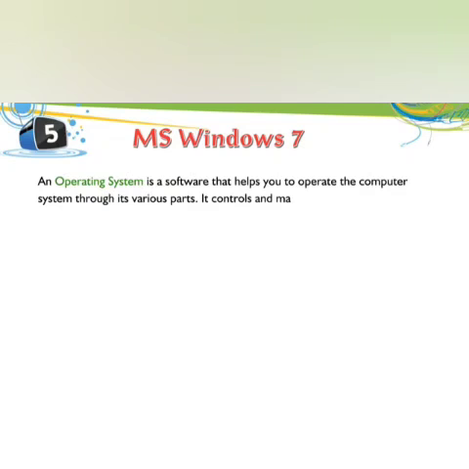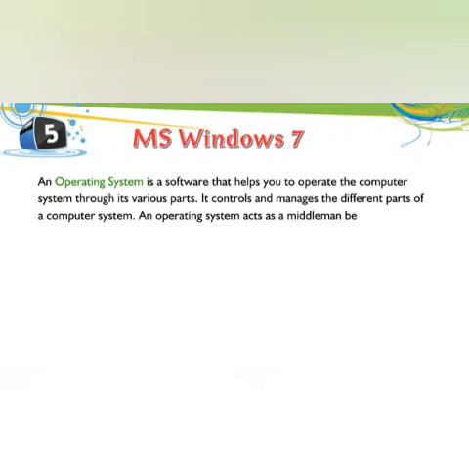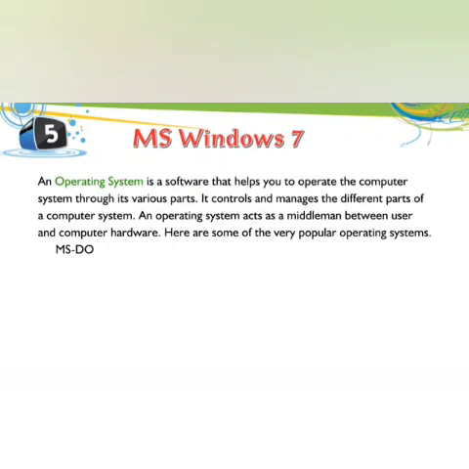An operating system is a software that helps you to operate the computer system through its various parts. It controls and manages the different parts of a computer system. An operating system acts as a middleman between user and computer hardware. Here are some of the very popular operating systems: MS-DOS, Unix, Mac OS, MS Windows.